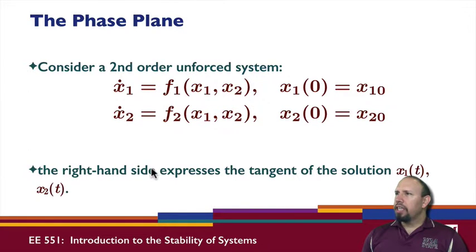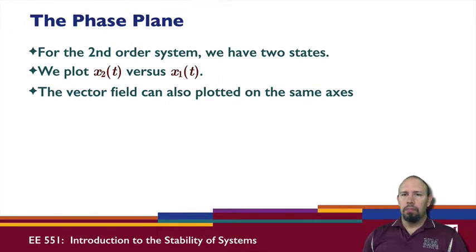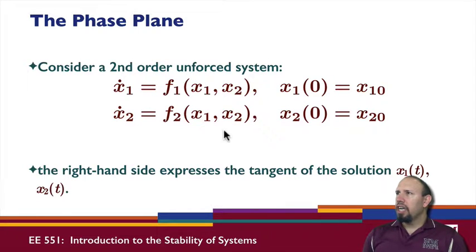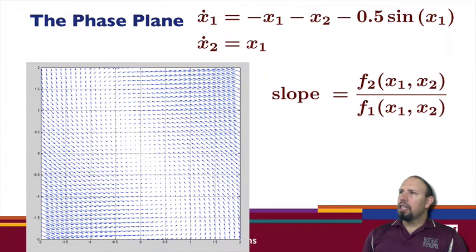This side of the equation expresses something called the tangent of the solution, where x1 and x2 are the state solutions. For a second order system, we have two states, and so we can plot the response x2 versus x1. The vector field can also be plotted on the same axis. The vector field is associated with these functions. Notice that these functions are functions of x1 and x2, and we can plot them this way.